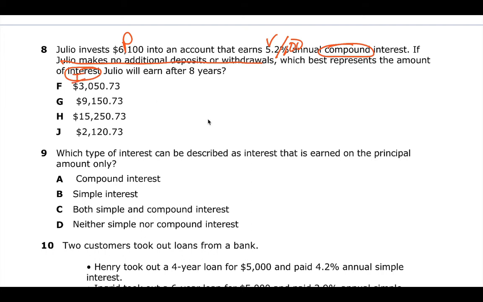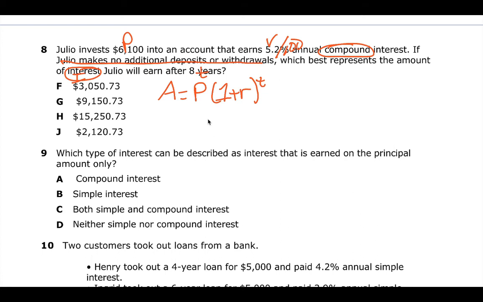So we're looking for I, but our formula gives us A, total. You didn't label RT. Oh, did I miss it? I sure did. There we go. Thank you. So A equals P, parentheses, 1 plus R to the T power. I think I was so excited about it being interest and not the total that I forgot the T.